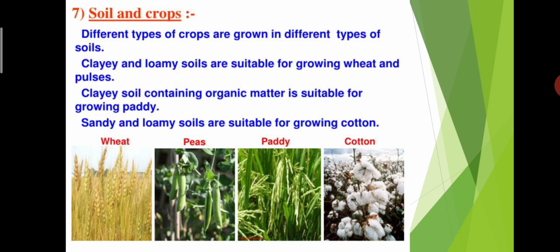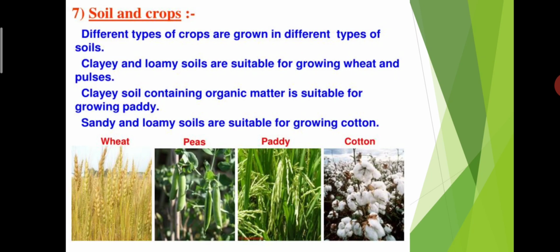Now, soil and crops. Different types of crops are grown in different types of soils, we all know about it. Clay and loamy soils are suitable for growing wheat and pulses. Clay soil containing organic matter is suitable for growing paddy. Sandy and loamy soils are suitable for growing cotton.